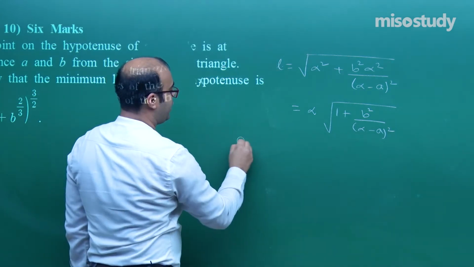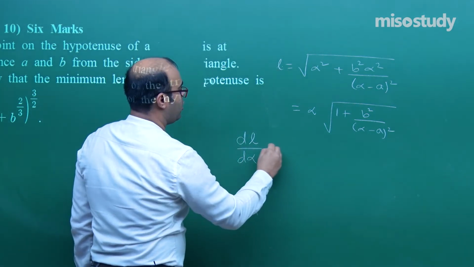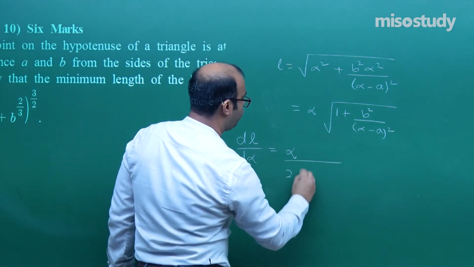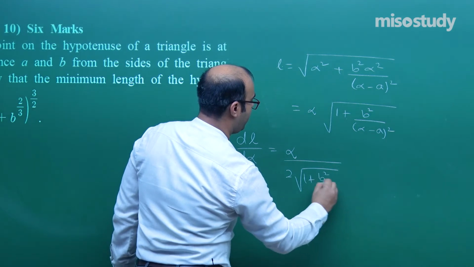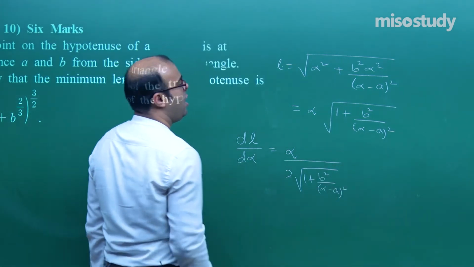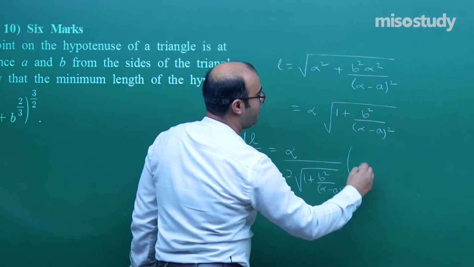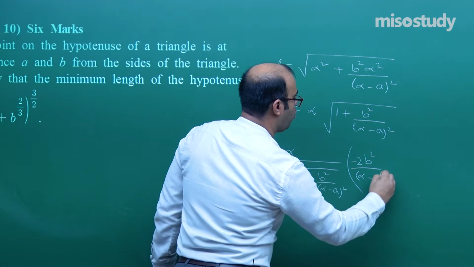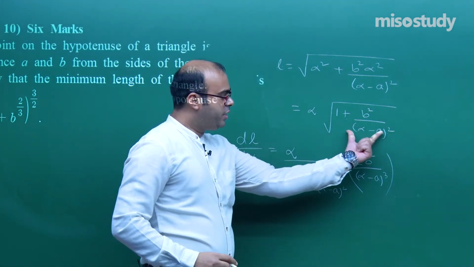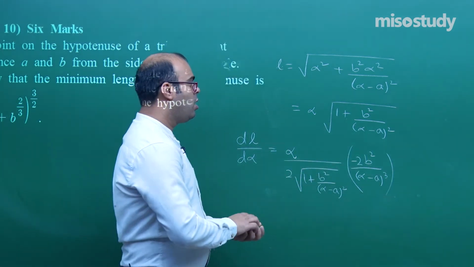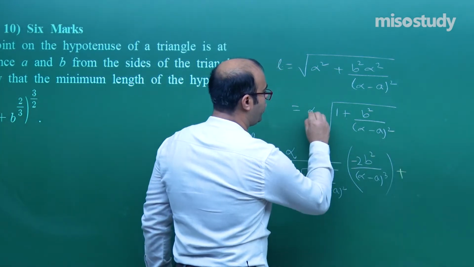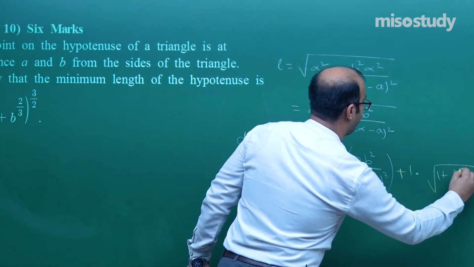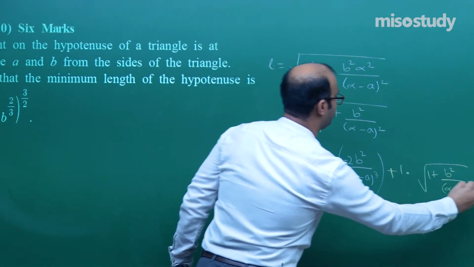So, we will differentiate this L with the variable alpha. When we differentiate it, we will get alpha, and differentiation of this 2 times root over 1 plus b square by alpha minus a whole square, and further differentiating this, we will get by chain rule b square minus 2 upon alpha minus a whole cube. So, we have differentiated this keeping this as constant. By product rule, next time we will differentiate alpha, which is 1, and keep this as a constant. So, we are using the simple rules of differentiation.